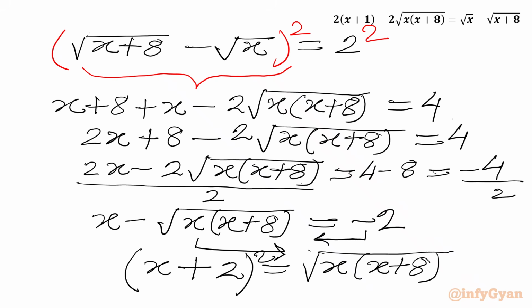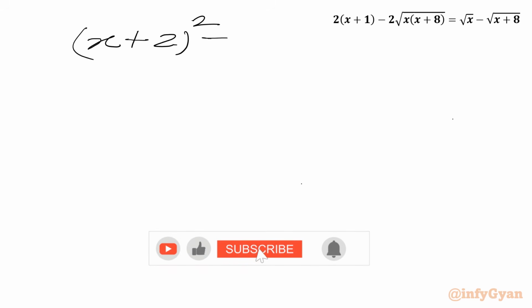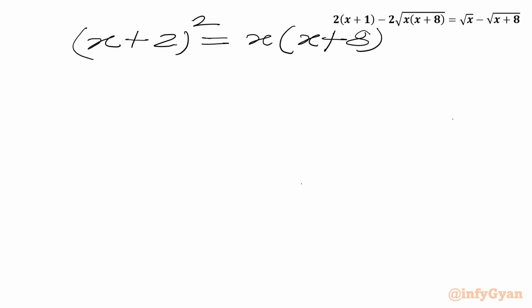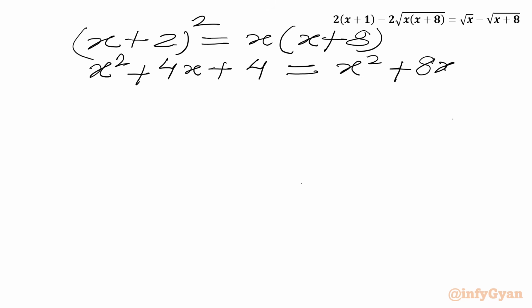I will write here x plus 2 whole square. In the RHS, we will put the whole square and the square root will get over. So we have x plus 2 whole square equal to x times x plus 8. We'll use the a plus b whole square identity and we can write x square plus 4x plus 4. This will be equal to x square plus 8 times x, 8x.